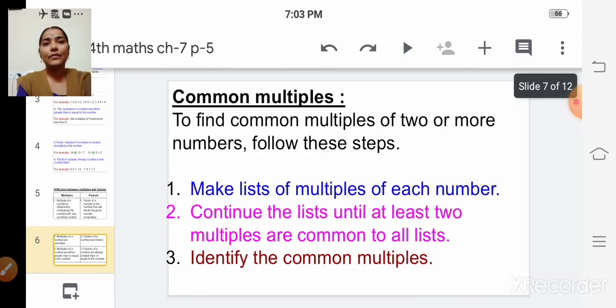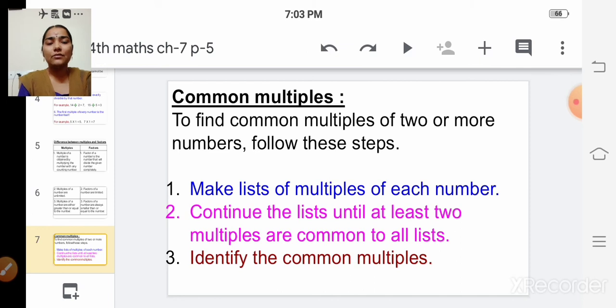So the next topic we are going to learn is common multiples. We have learned how to find common factors, isn't it? What we have done: common factors of two or more numbers.